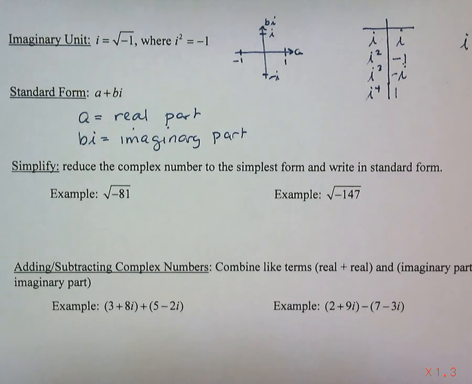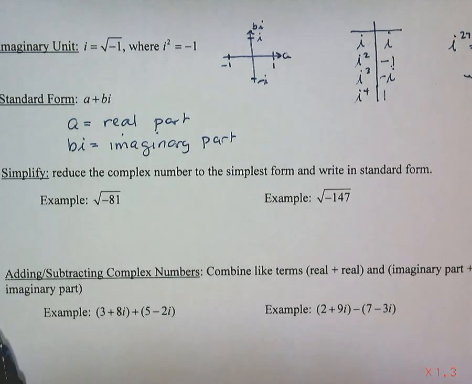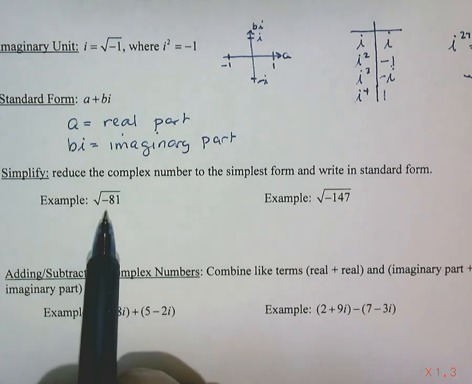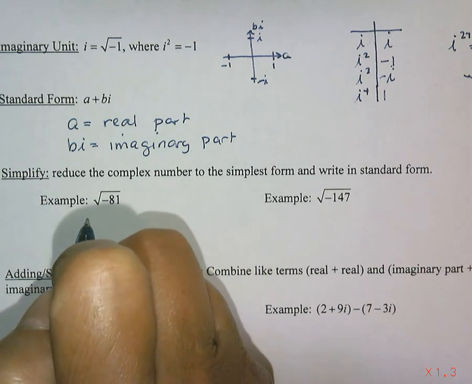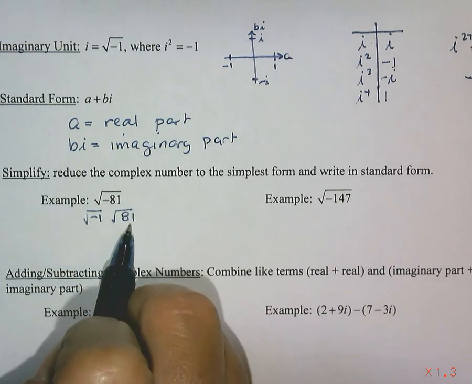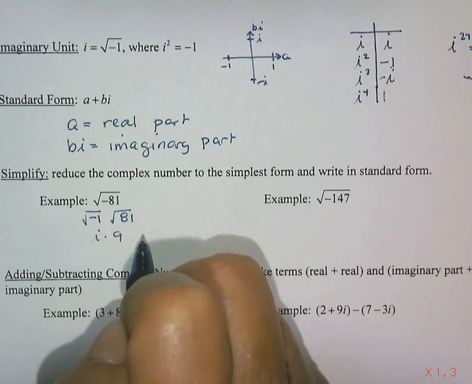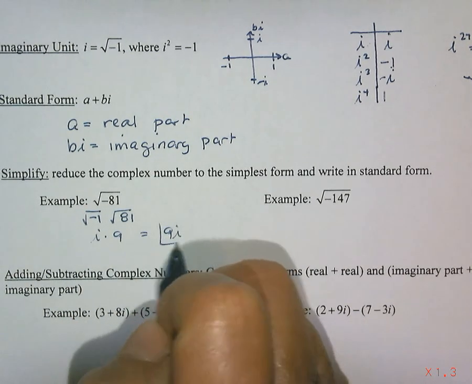So now my examples, if I want to reduce complex numbers to the simplest form, I might take the square root of negative 81. I just recognize that this is the square root of negative 1 and the square root of 81. 81 is a perfect square, so I'd have i times 9, and it's typically written as 9i.